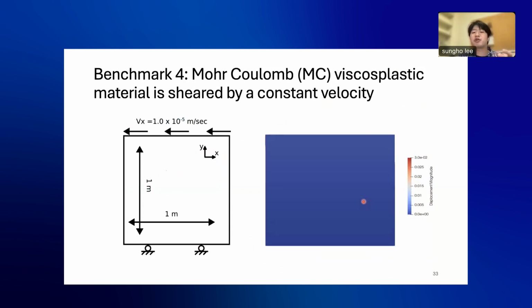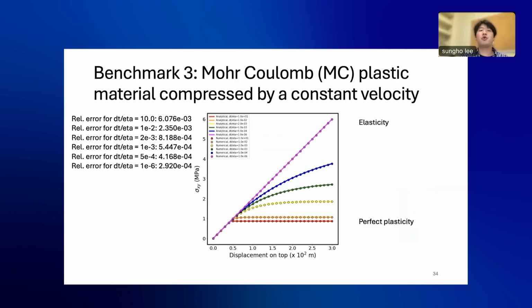And this is a benchmark for the rate-dependent and rate-independent model. Unlike the previous example, I impose a boundary velocity on the top. So this model simulates the simple shear case. So you can see the material is sheared by this velocity. The pink line represents the elastic case. As the displacement increases, the shear stress also linearly increases like this, and the numerical solution overlaps very well with the analytic solution.